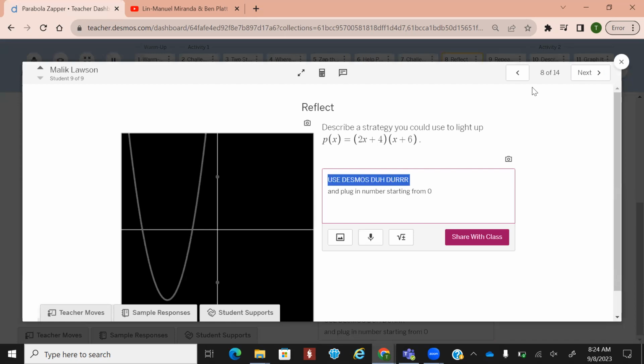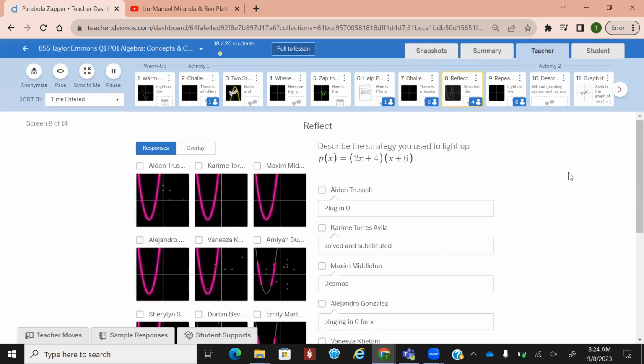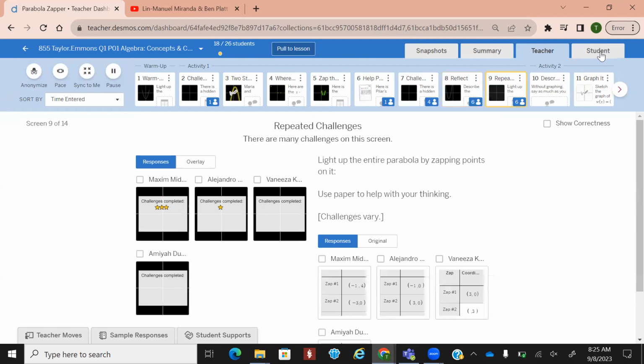Or you could use Desmos, or exactly what he said, take each one of the factored forms, set it equal to 0 and solve. Or you could plug in 0 and get the y-intercept. You could also get the vertex, okay? Go ahead and take a moment. Try slide number 9.